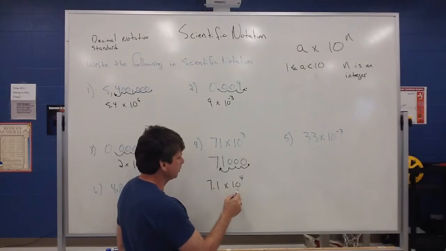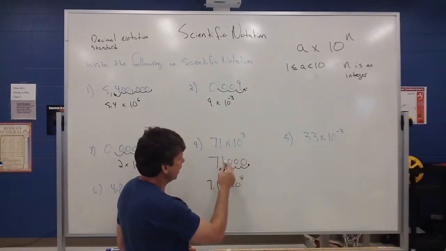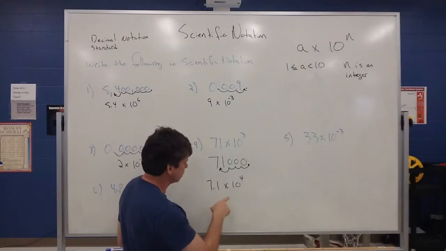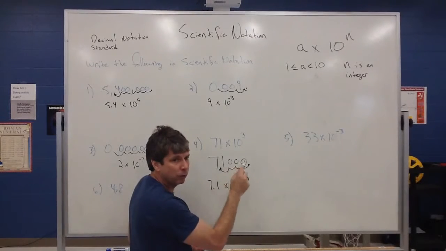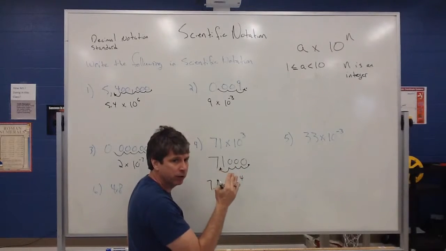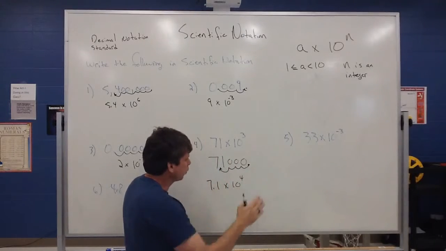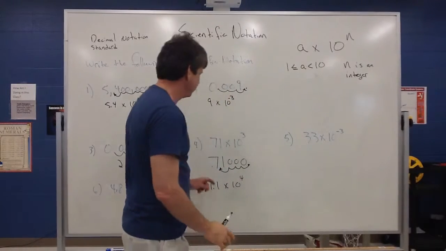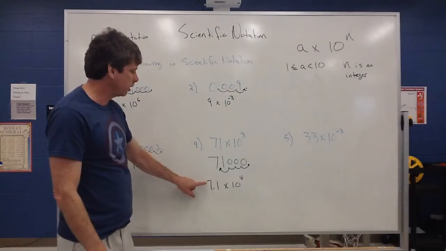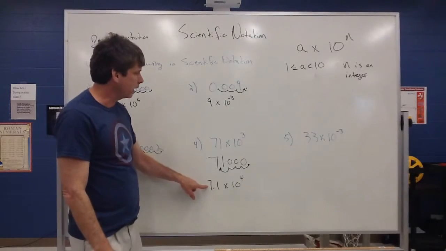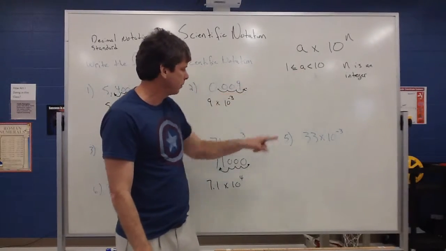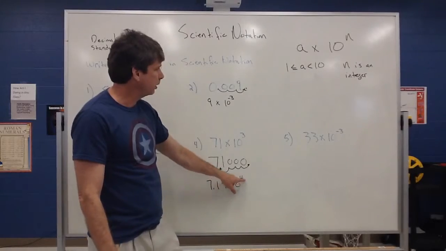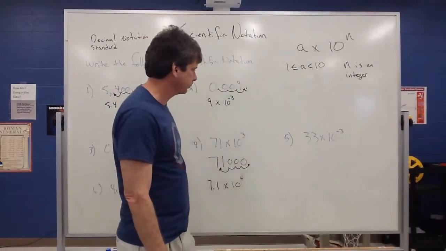So 7.1 times 10 to the 4th would be the same thing as 71,000. Because remember, that means you're going to multiply by 4 tens. And if you multiply by 4 tens, that's going to slide the decimal 4 places to the right. And that would give you your 71,000. So that would be what we call scientific notation. Notice how the a is between 1 and 10, and your exponent is a positive integer.